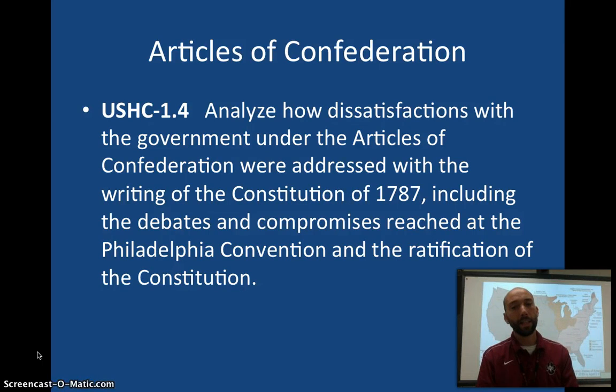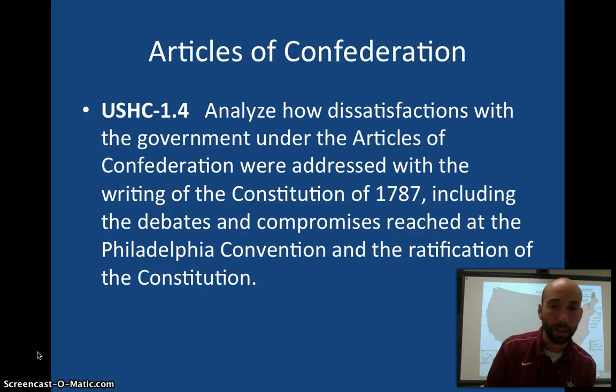So we're going to look at the Articles of Confederation. This is what was in place before our Constitution. The Articles of Confederation didn't really work. The main problem is that they're too weak. So we're going to look at the dissatisfactions with the government under the Articles. We're going to see how those dissatisfactions were addressed with the writing of the Constitution.